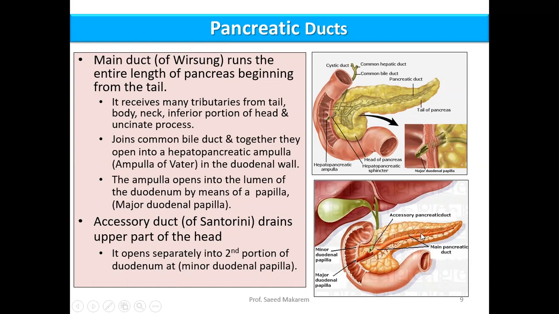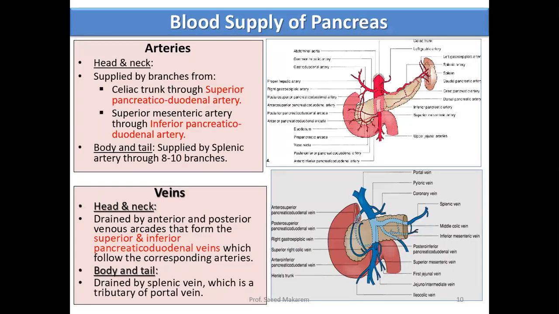So this is the main, large duct, and the accessory duct is a smaller duct. It opens separately into the second portion of the duodenum at the minor duodenal papilla. So this also opens into the second part through a smaller opening called the minor papilla. Minor means small, and the big one is called the major duodenal papilla. So these are the two important openings of the pancreatic duct.